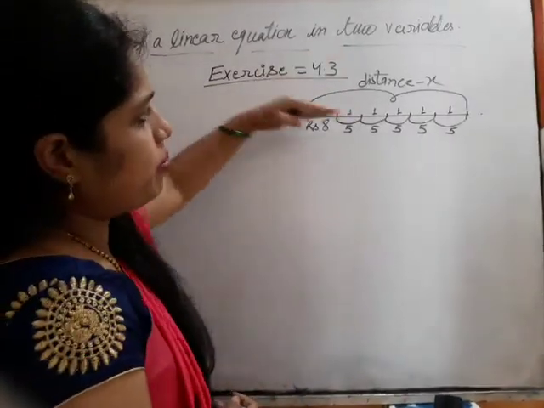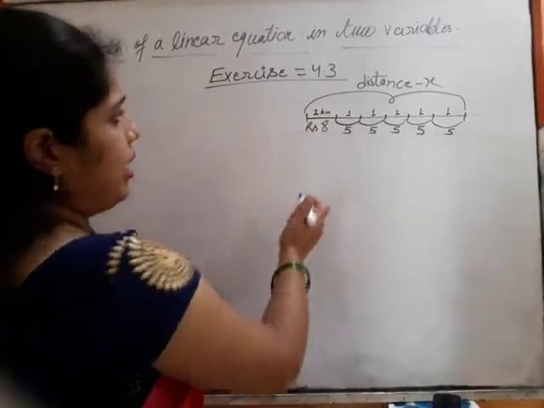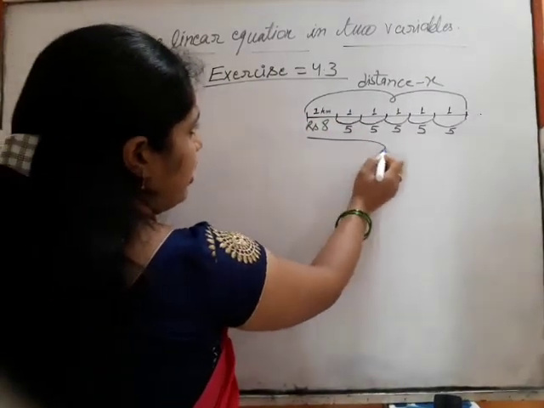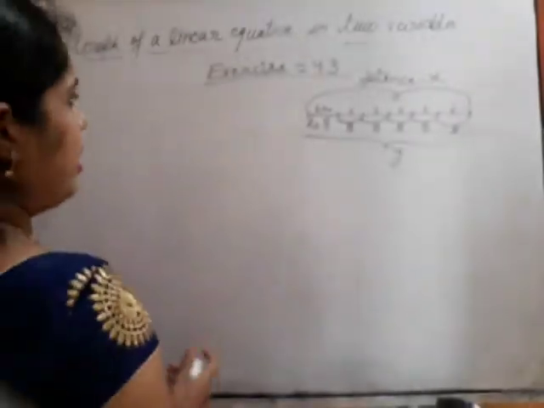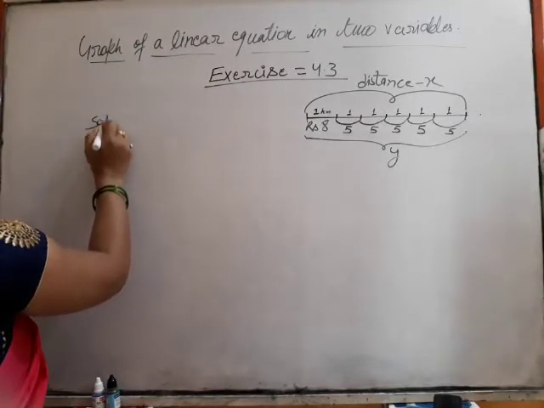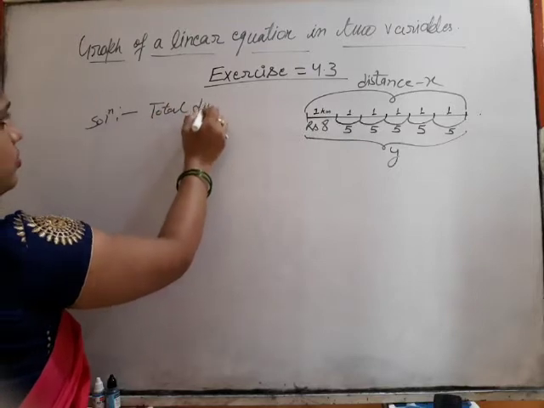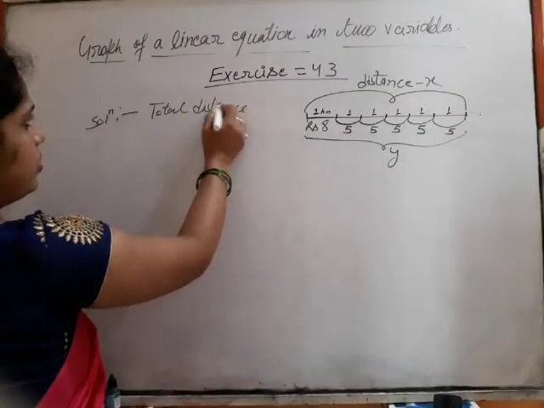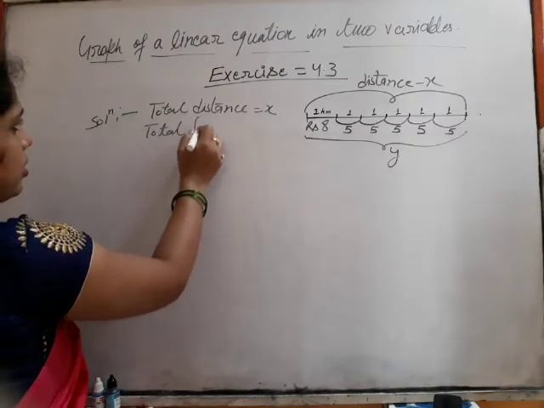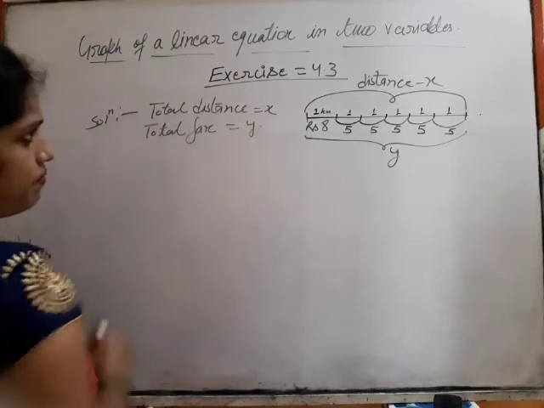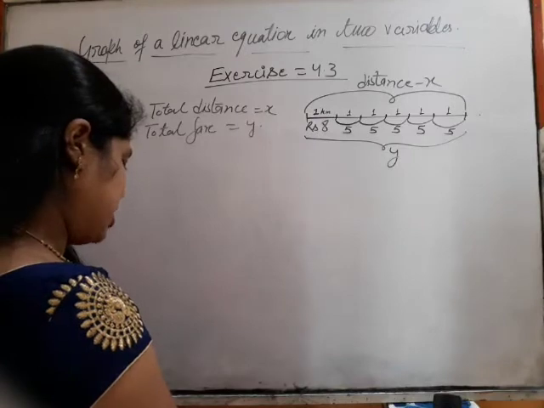See, on the upside of the path, I have taken the distances. Okay. How it will be counted, and in the downside the total fare is y. Okay, now the solution: total distance is equal to x and total fare is y. Okay, and write a linear equation for this information.